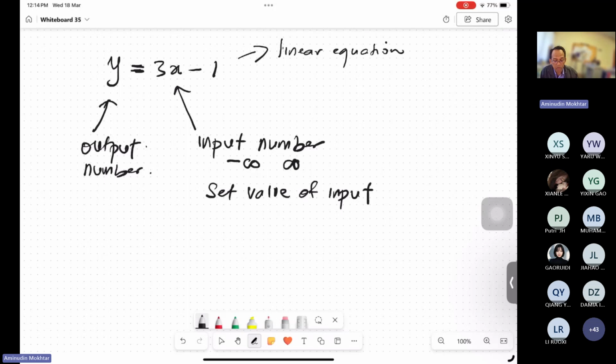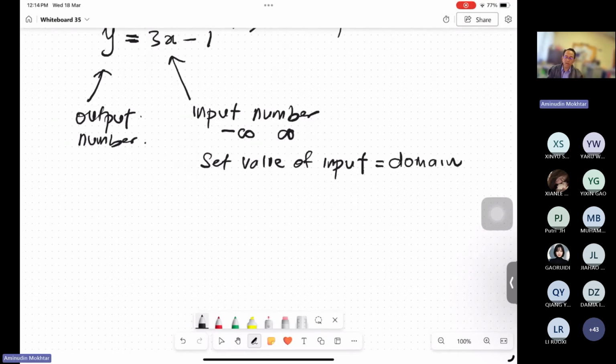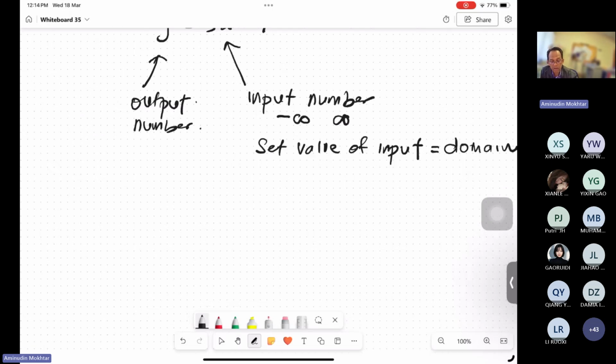The set value of input, the set value of x, we call it a domain. Maybe x can be equal to 1, 2, 3, 4, 5, and so on, depending on the structure of the question. So we can label the set value of x, the set value of input, as the domain.